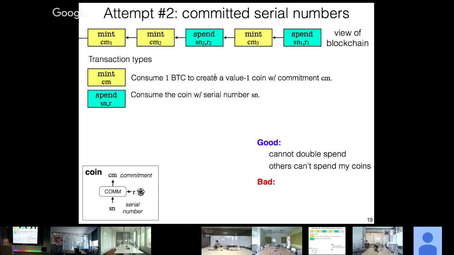Let's look at the bad things. We certainly haven't made any progress in terms of privacy, particularly because, like in Bitcoin, judging the validity of a spend requires finding the corresponding mint, right? So we have a lot of linking going on here. There are other problems, but we're making progress. So let's try to make a little bit of progress in the linking part.